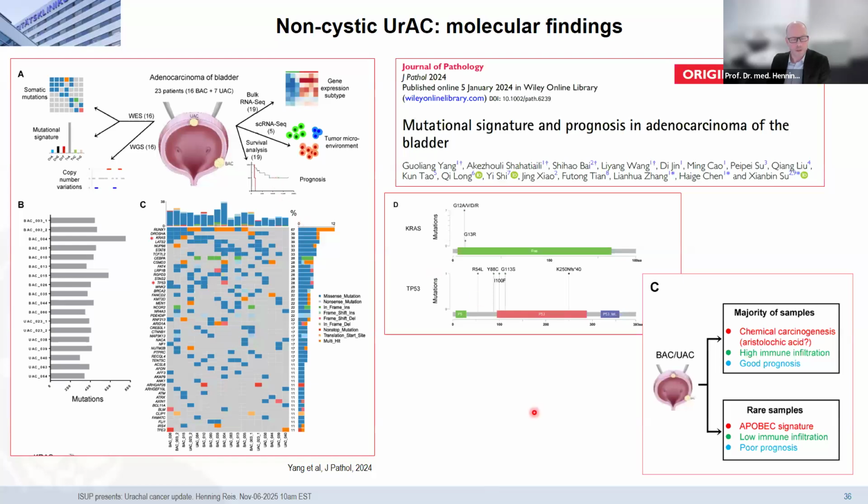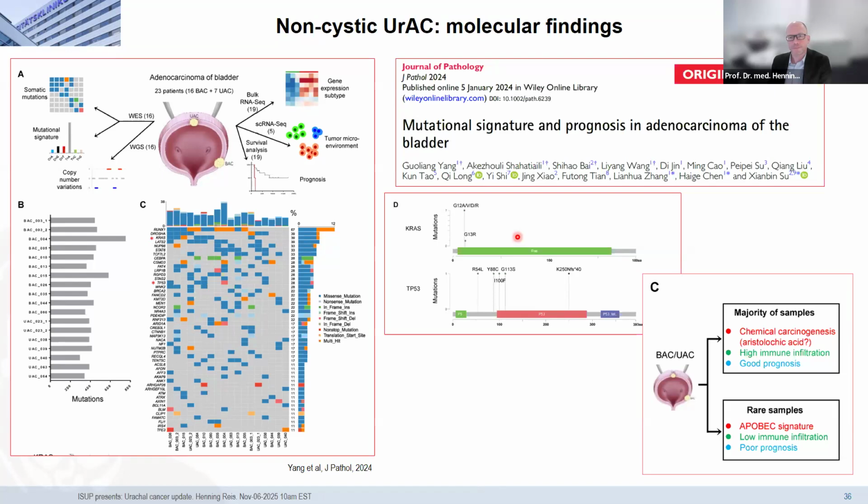And actually, they found the mutations we know about, the KRAS and TP53 mutations. Here is just illustrated the mutational profile. But importantly, they found that there are signatures in these tumors as well. So when it comes to the RNA sequencing data, the bladder adenocarcinomas and also the urachal adenocarcinomas show more luminal subtype compared to urothelial bladder cancer.